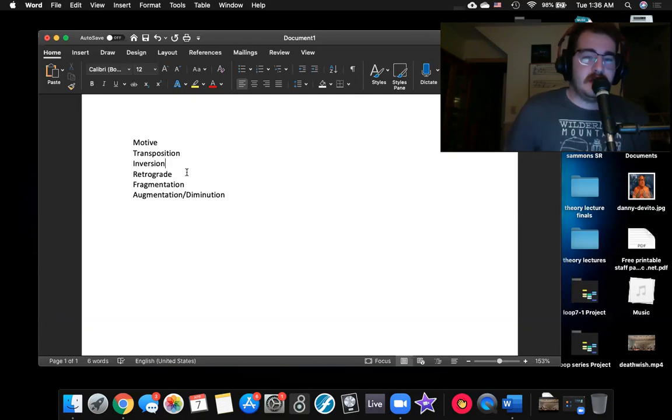The third form is retrograde, and retrograde is a big fancy word for saying play it backwards. That's it. So in Bach's Invention 8, you have bum bum bum bum bum bum as the very beginning. Then you would have bum bum bum bum bum as the retrograde of it. So that's it. It's just the same thing played backwards.